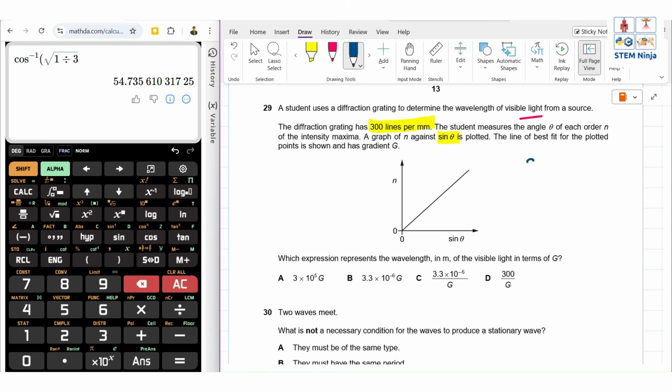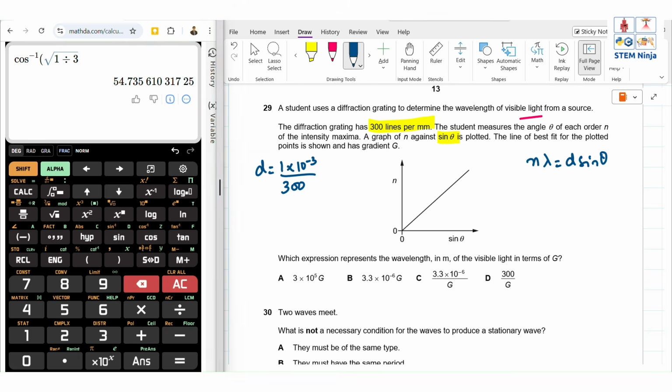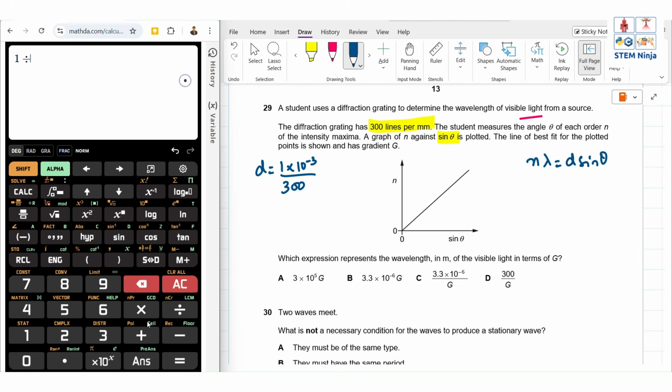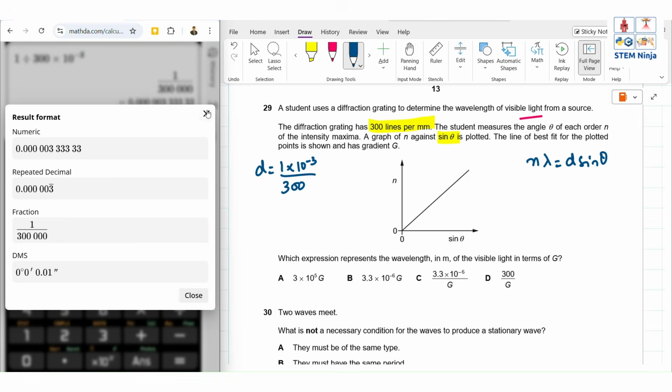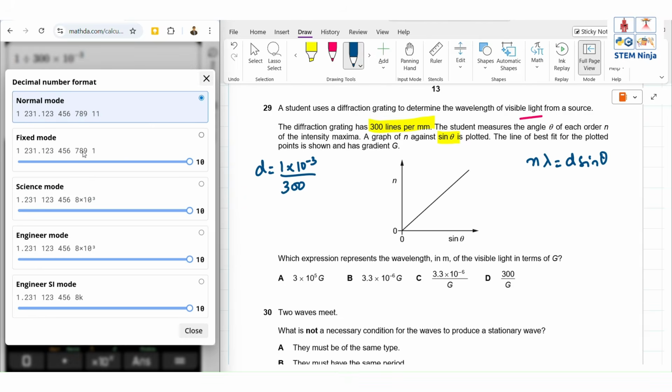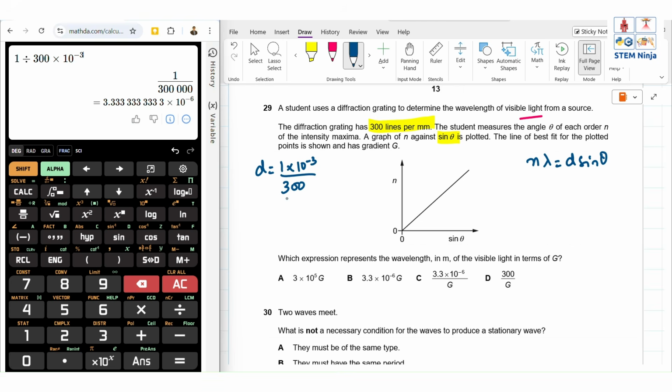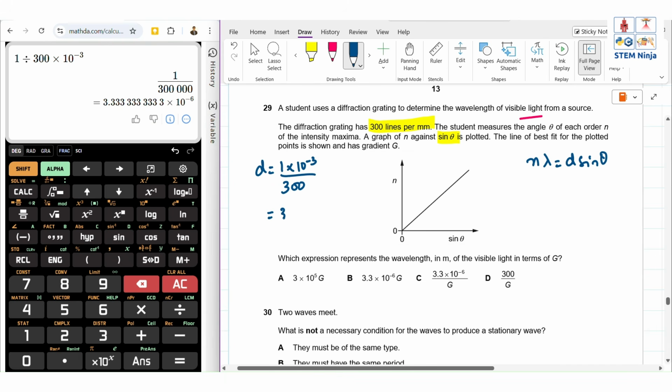Okay, so we have n lambda is equal to d sine theta. D is in 1 millimeter, you have 300 lines. So this would be 1 divided by 300 times 10 raised to power minus 3. So if we convert this into standard form, my bad, 3.3 times 10 raised to power minus 6.